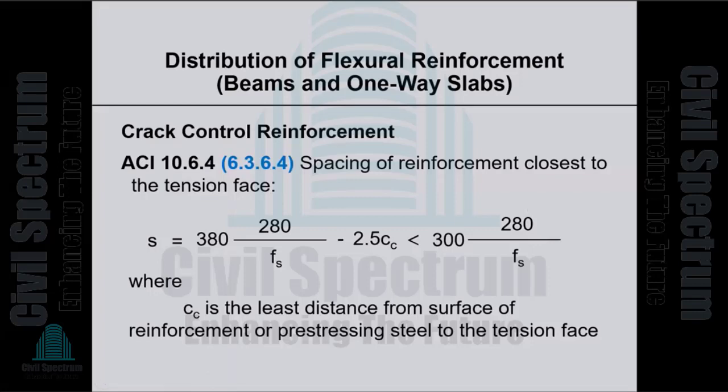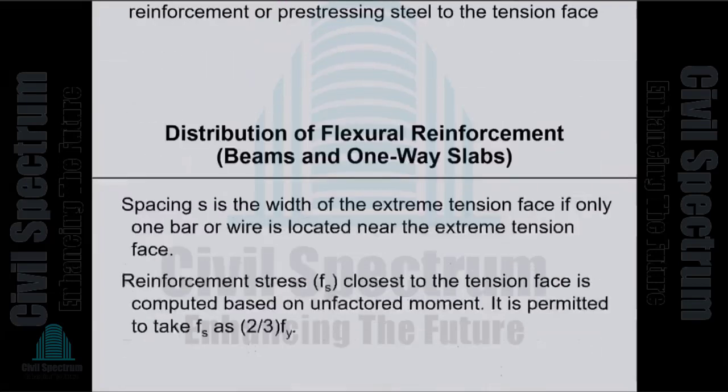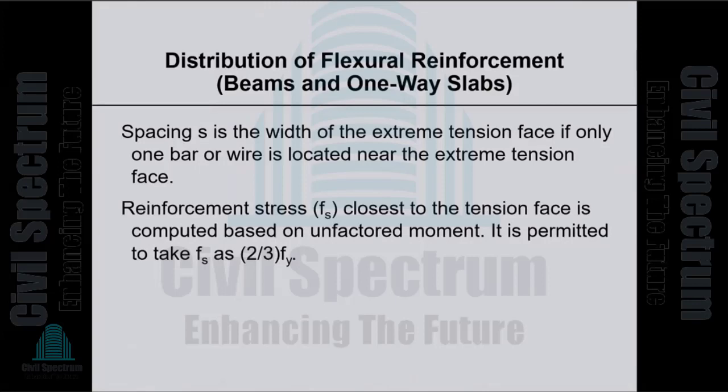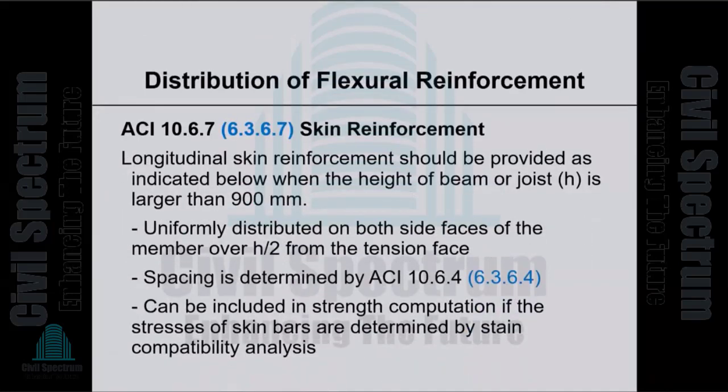c sub c is the least distance from surface of reinforcement or prestressing steel, okay, clear cover, as I said. Now, spacing s, let's skip this. If there is only one reinforcing bar, then the spacing is the width of the section. That's all this is saying. Now, this is important. Reinforcement stress f sub s, closest to the tension face, is computed based on unfactored moment. As I said, service level loads, unfactored moment is a better description. It is permitted to be taken as two thirds of f sub y. And that's what we almost always do. We don't try to calculate f sub s, two thirds of f sub y. Okay, so that's crack control, maximum spacing of extreme tension reinforcement that's imposed by 318.